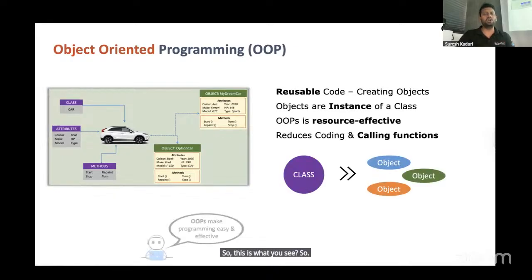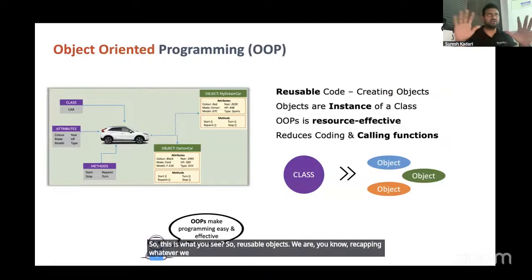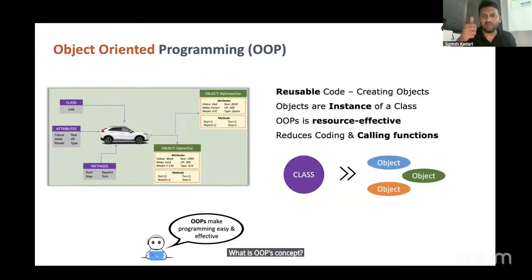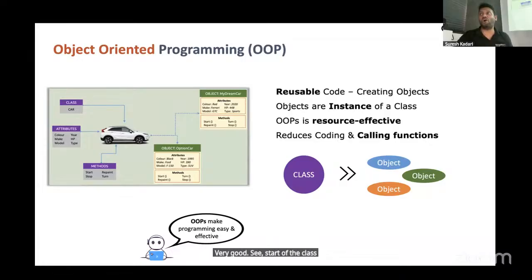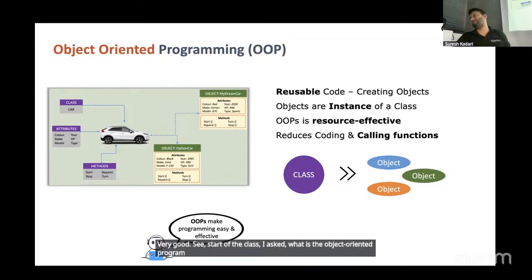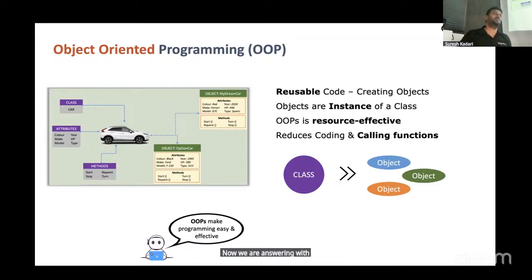So, reusable objects. We are recapping whatever we learned. Are you clear? What is a class? What is the OOPS concept? It's a method of structuring a program using objects. Very good. At the start of the class, I asked what is object-oriented programming, and you could not answer. Now you are answering with confidence, and more than confidence, clarity. That is the clarity you need.